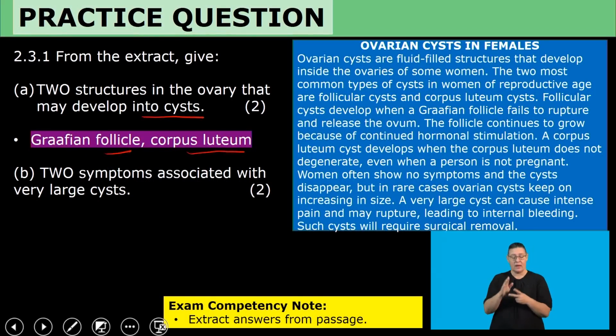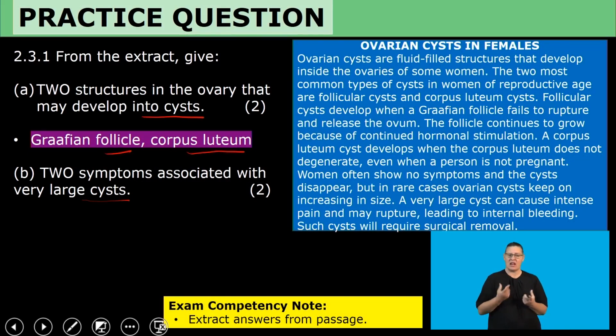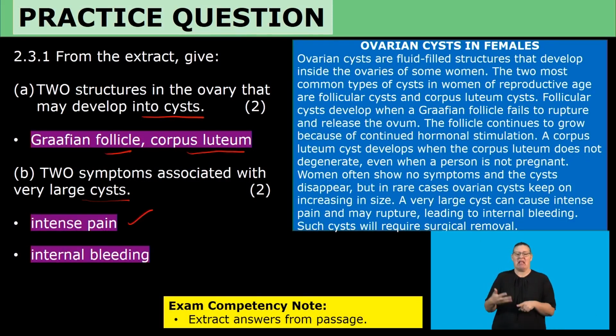B, give two symptoms associated with very large cysts. If a person has got very large cysts, what are the symptoms that you can see? They will experience intense pain, and they will also experience internal bleeding. How nice this answer is given. You can see it's intense pain, then after that internal bleeding. Sometimes learners lose marks because they write two answers on one line. Separate your answers nicely. It's easier for a marker to identify your answers.